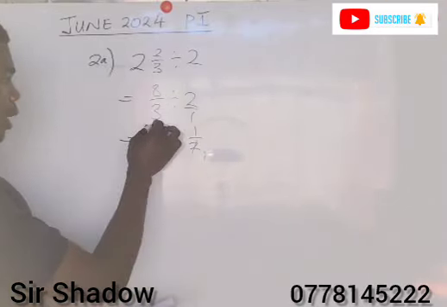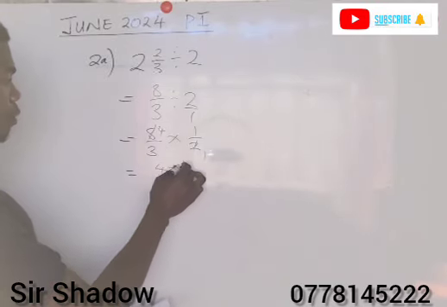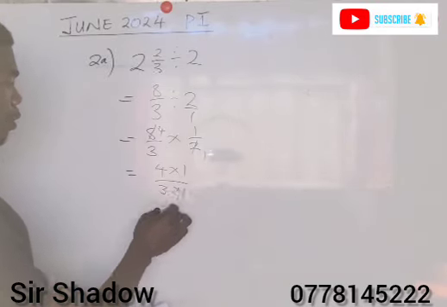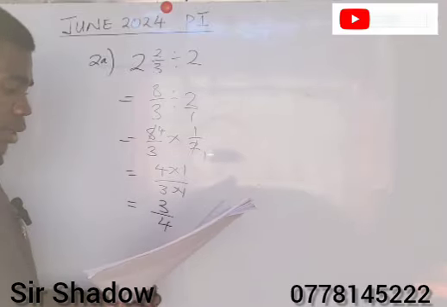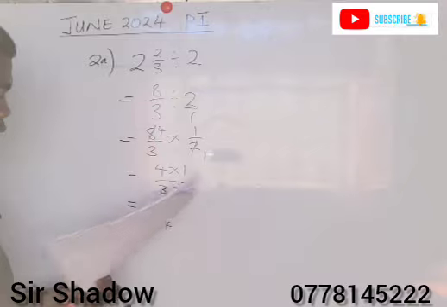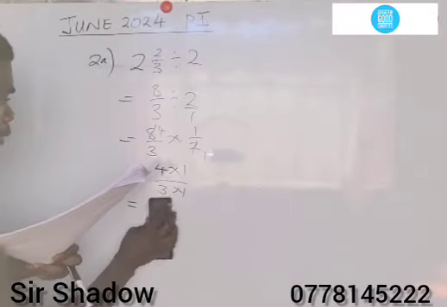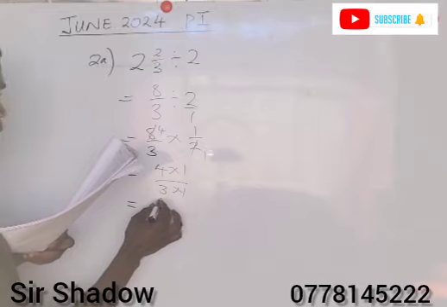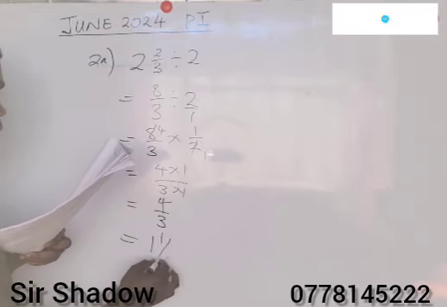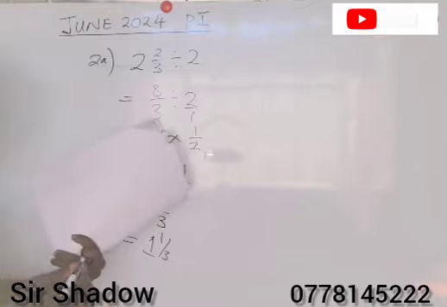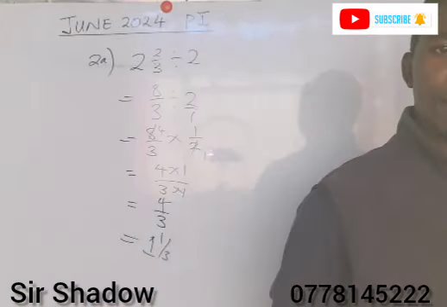So 2 into 2 is 1, 2 into 8 is 4, which is equal to 4 times 1 over 3 times 1. So the solution becomes 4 over 3, which is the same as 1 and 1 over 3. So this is the solution for simplifying 2 wholes 2 over 3 divided by 2.